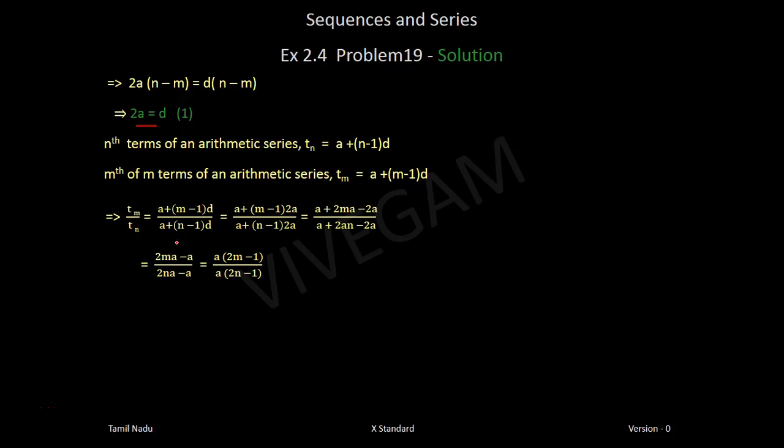In other words, Tm by Tn is 2m minus 1 by 2n minus 1. Or Tm is to Tn equal to 2m minus 1 is to 2n minus 1. This is what we are asked to prove. We have proved. Okay, it's difficult, is it? So let's redo the whole thing.